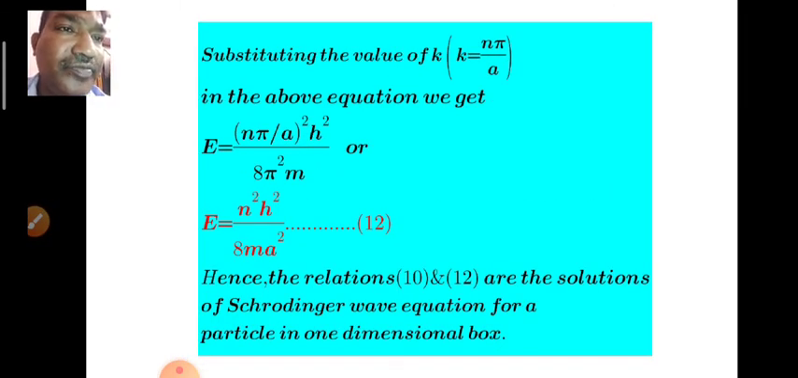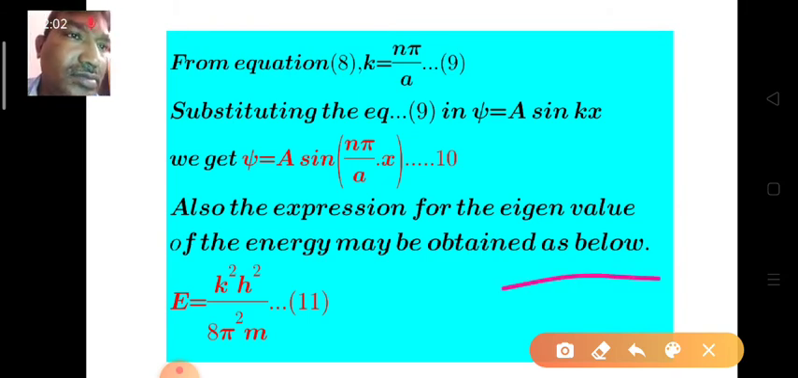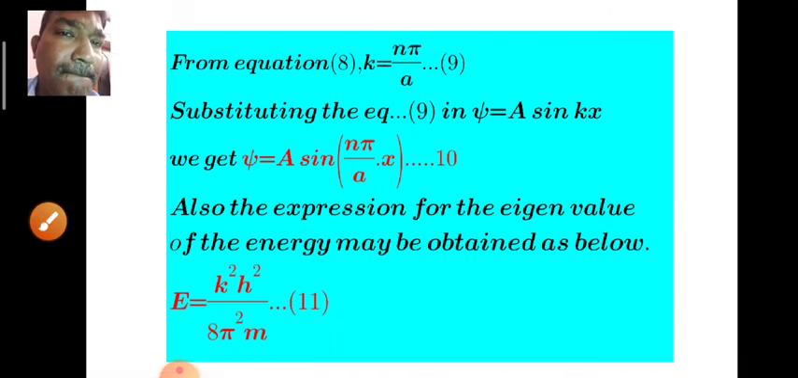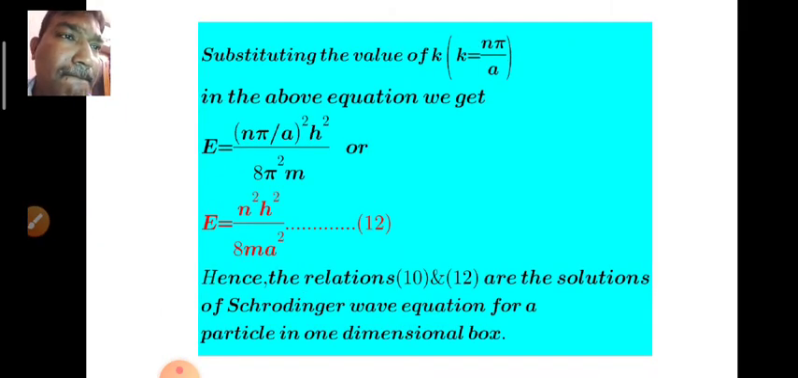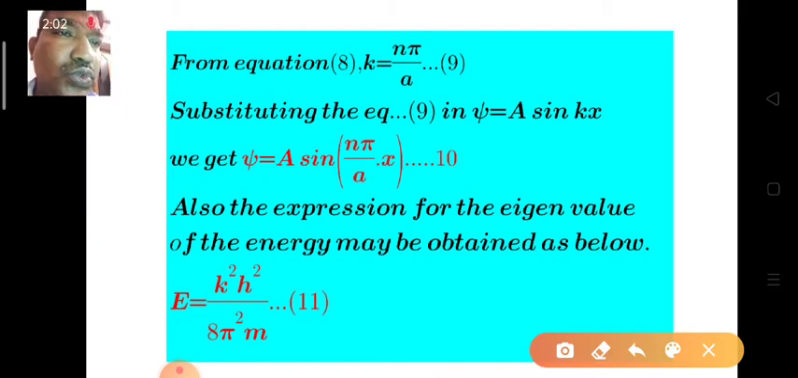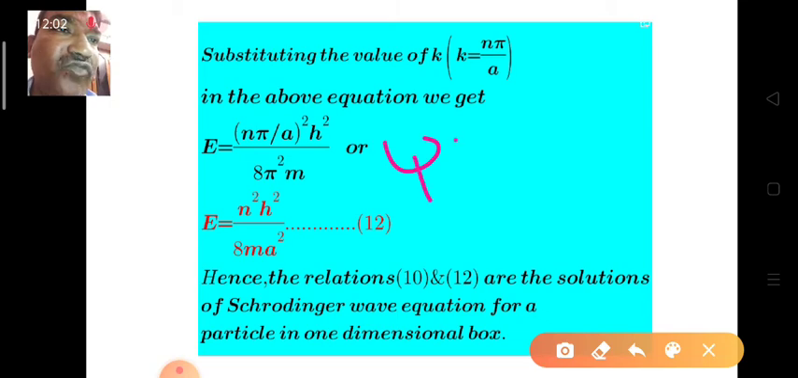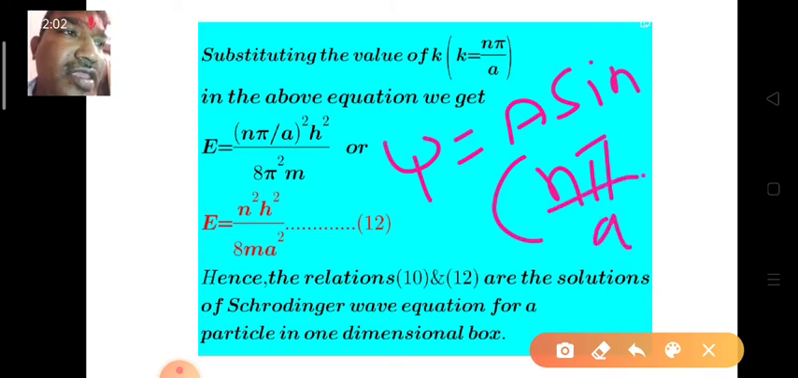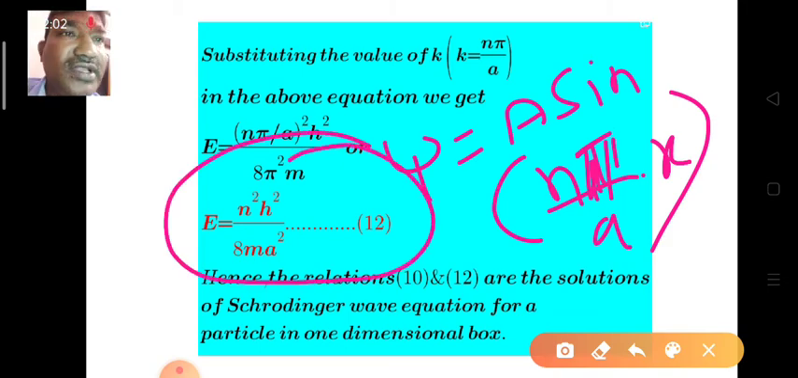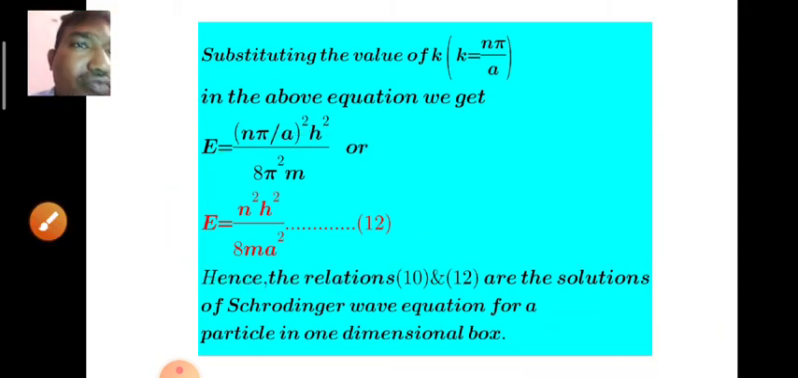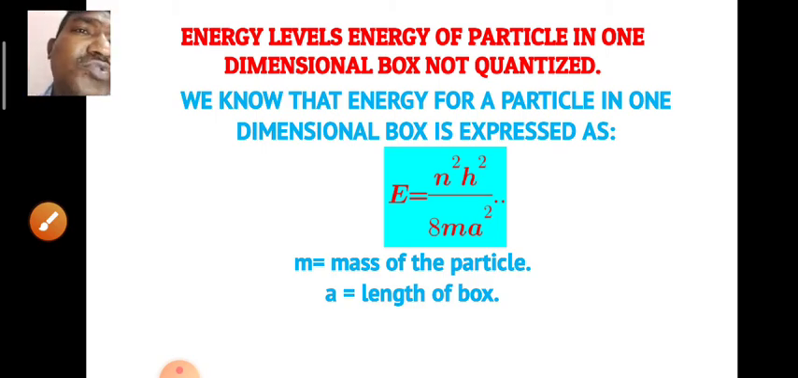So we write once again the equation: psi is equal to a sin(n pi x / a). So this is equation 10, and this is equation 12. Now we discuss, from equation 12, okay, this is equation 12 only, no?